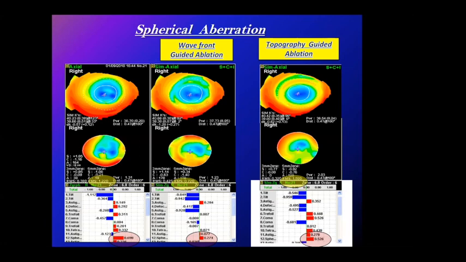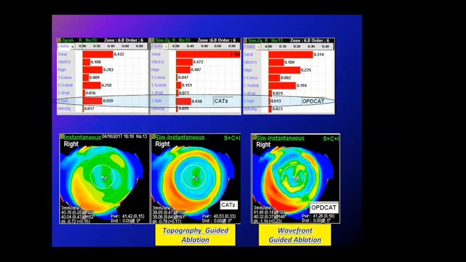If we treat it with topography guided, the shape is okay, as we said. But look here at the spherical aberration. It was 0.69, it became 0.52. Really, I did nothing. But if you do it with wavefront treatment, it became 0.2. So I really reduced it by wavefront guided. The same here. Look at here, this is the topography guided, it became almost zero. Here, no change, from 500 to 450, minimal change.